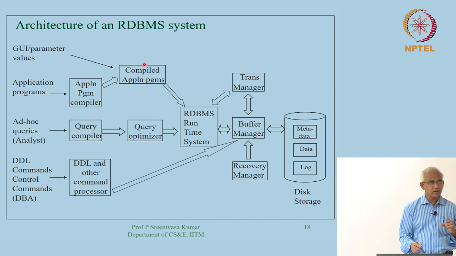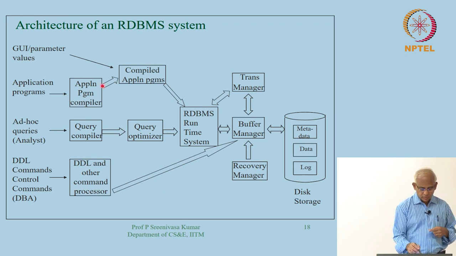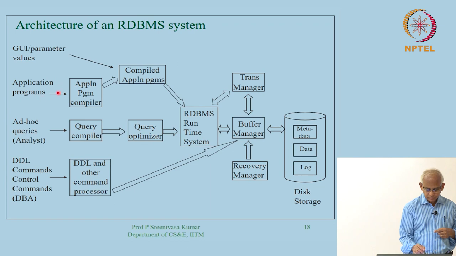So for each of these things, there is going to be a high level program that will be written in either C, Java, C++, etcetera. As part of that program, it will somehow invoke SQL and interact with the database in order to send the pieces of information that it has collected to the database. So that is why application programs go through an application program compiler.